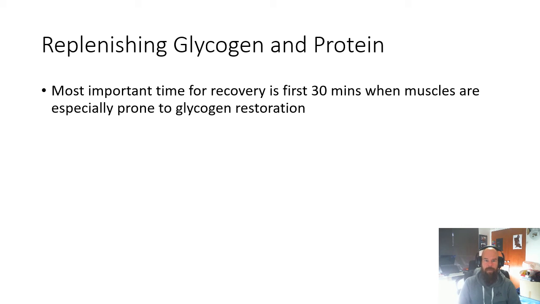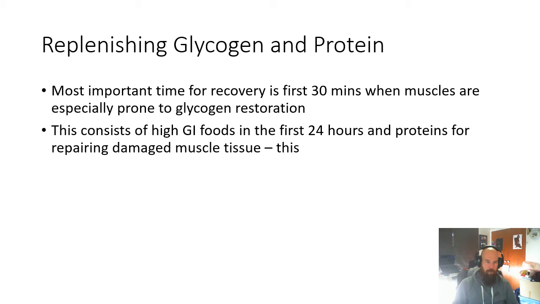So the muscles are going to be more receptive to restoring that glycogen that's been used. So they'll do it that little bit more efficiently. So normally what you would do is you would have high GI foods, again, like I said in the previous slide, you would have those as soon as possible, ideally within the first couple of hours, to kickstart that process. And then over the course of the next 24 hours or longer, you would keep consuming carbohydrates to replenish those stores.